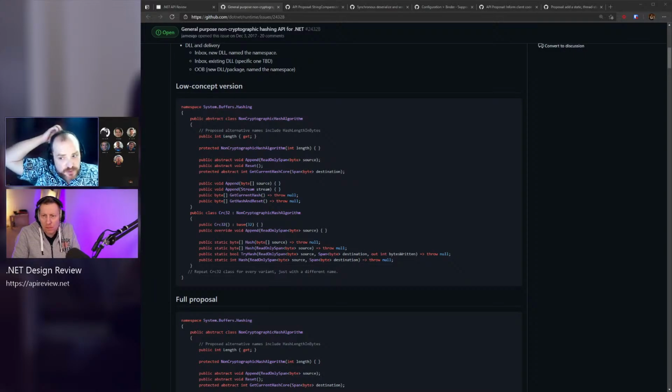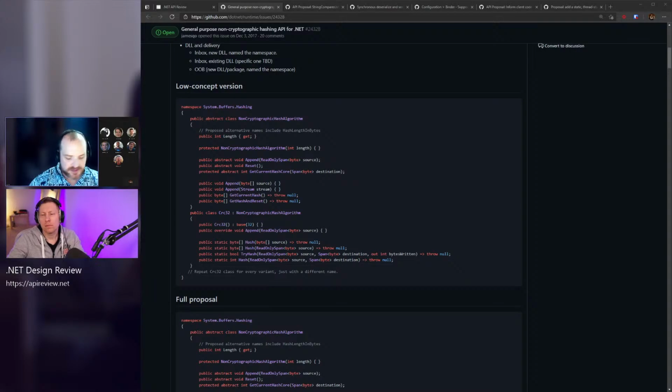And it asks, what would the family of this look like? So I started it off with, here's the things we need, like the low concept, this is the vague shape of things, and then there's the full proposal dealing with all the spanification of stuff and the fact that they're in types.